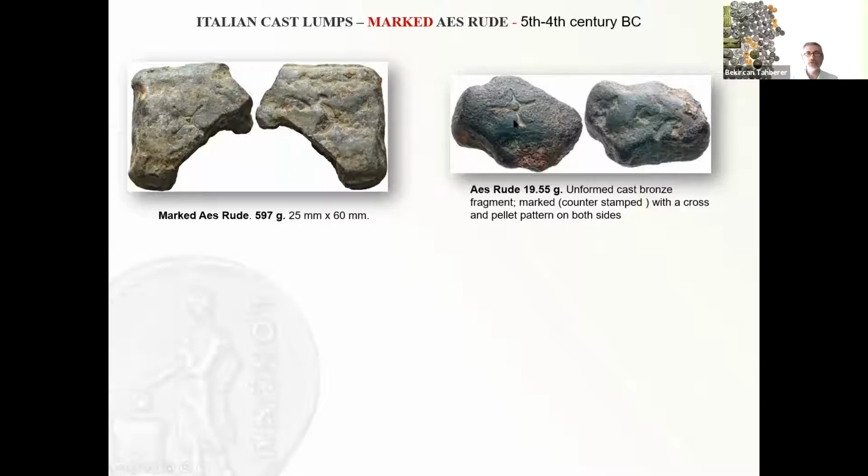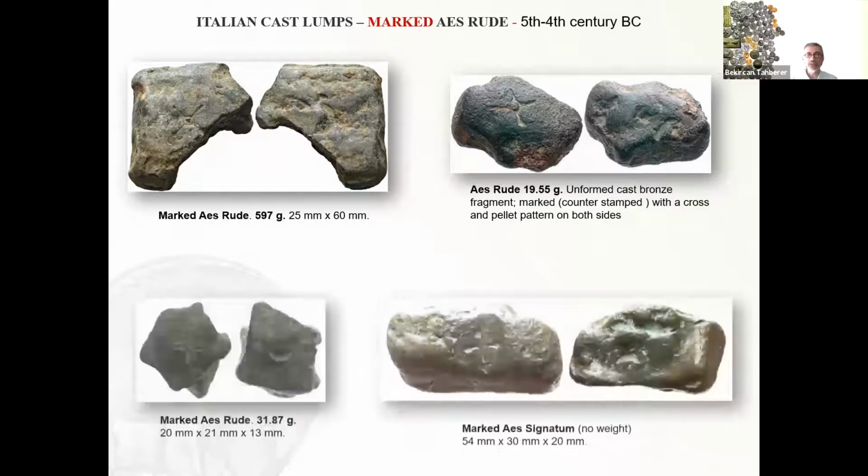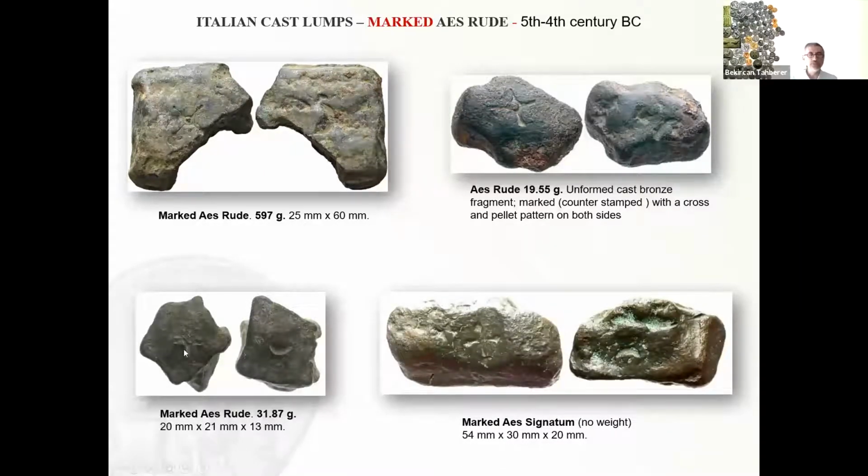star-like counter marks. And some auction houses identify them as signatum, but I don't believe that. They are still aes rude, and they are simply marked, but consistently marked the same way. So there is a star on one side and a crescent-like counter mark on the other side. And you can see that on so many examples available online.